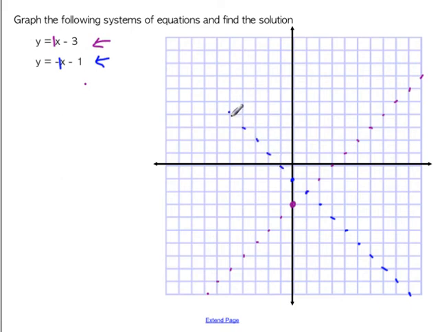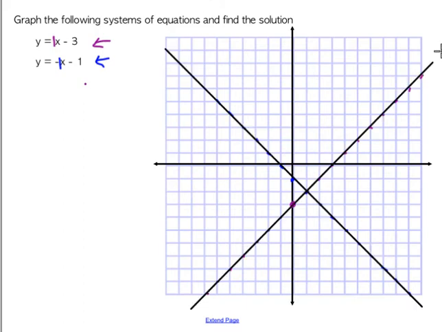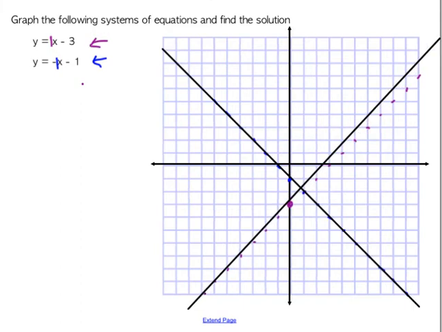We can quickly see where those lines are going to cross, and then I will draw the line, and we can quickly and easily identify that our area of intersection is right here. So we can say that the solution to this is 1, negative 2. That would be our solution. So we're looking at the point where the two lines cross.